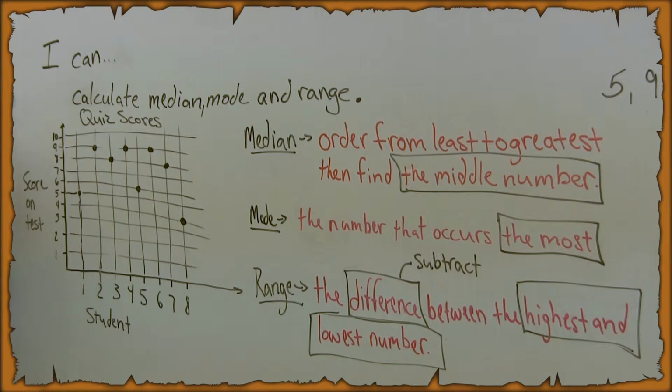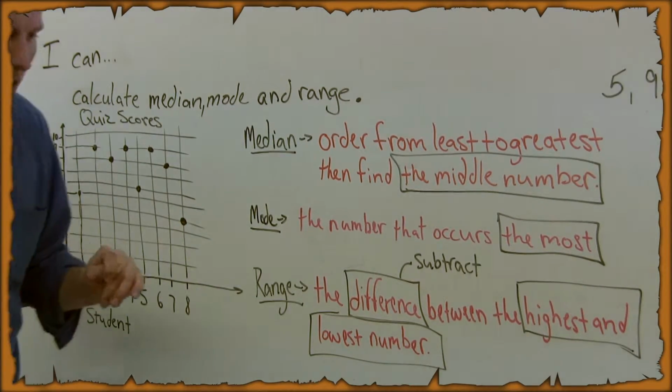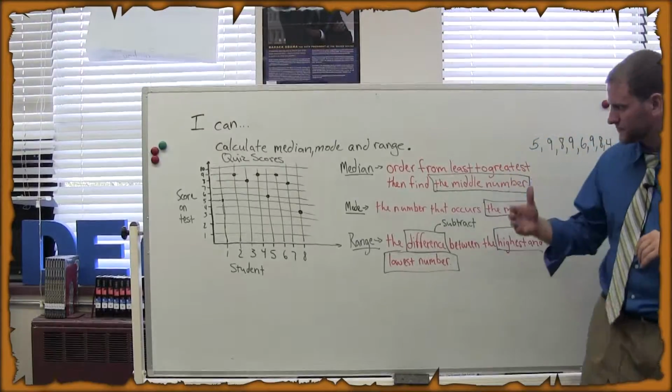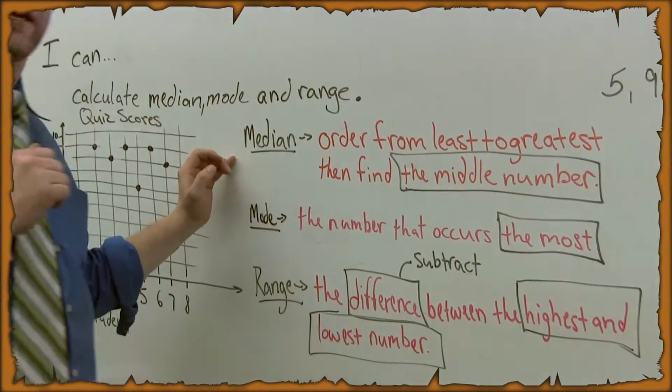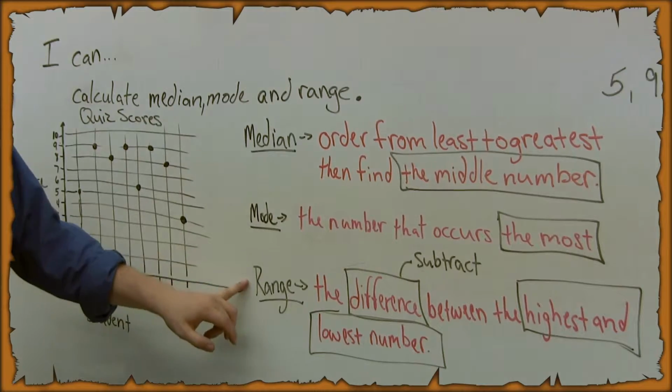So we go ahead, we jump in, and we look at each piece of data. We started with 5, so one student scored a 5 out of 10 on this quiz. The next student scored a 9, and I've written them all over here for you to see. From these, we're going to calculate the median, the mode, and the range.